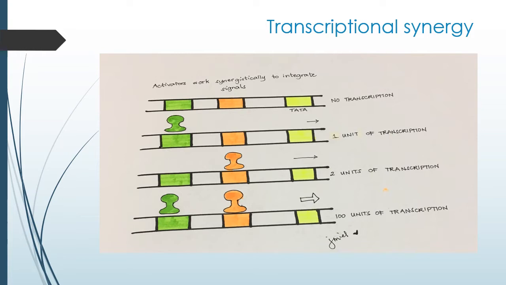Transcription activators often exhibit transcriptional synergy, wherein several DNA-bound activator proteins work together to produce a transcription rate that is much higher than the sum of their transcription rates working alone.